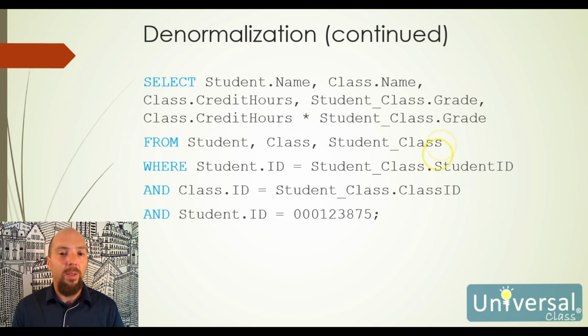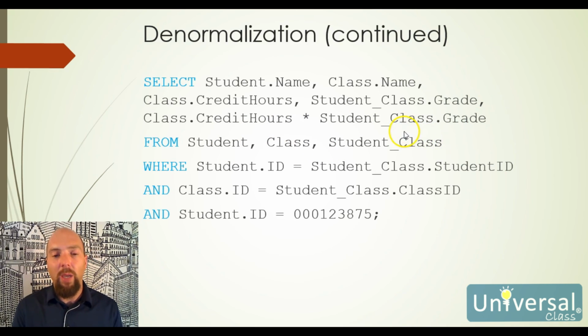So the problem is that if I want to get a report that has the student's name, the name of the class, the number of credits they received for the class, the grade that they received, and then their total credits, then I need to perform a query on three tables. So what I'm going to do is select the student.name, class.name, class.credithour, student class.grade, and then I have to have a computed field here where we figure out the number of credit hours for the class times the grade, and then we know how many credits they received from these three tables.